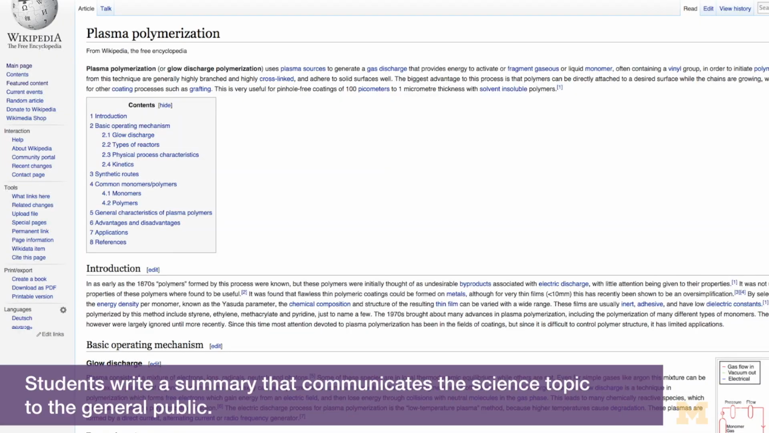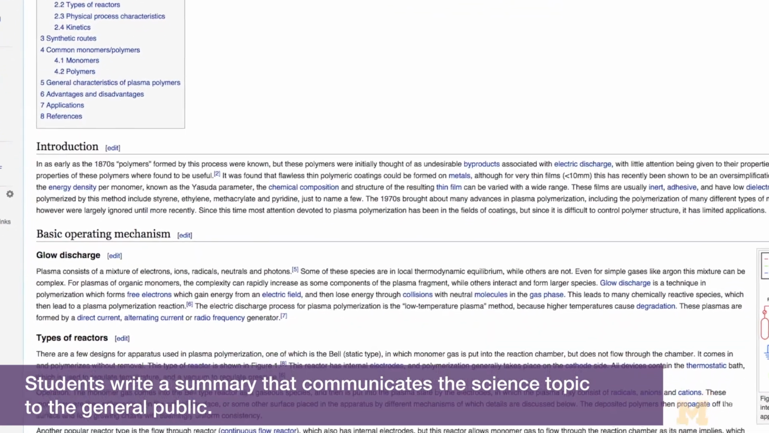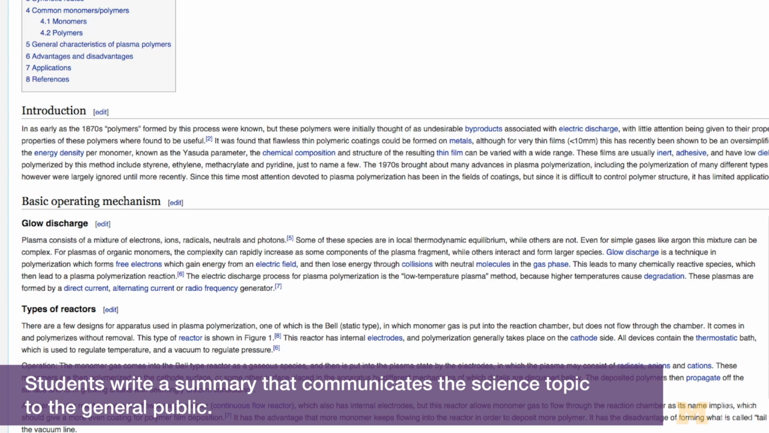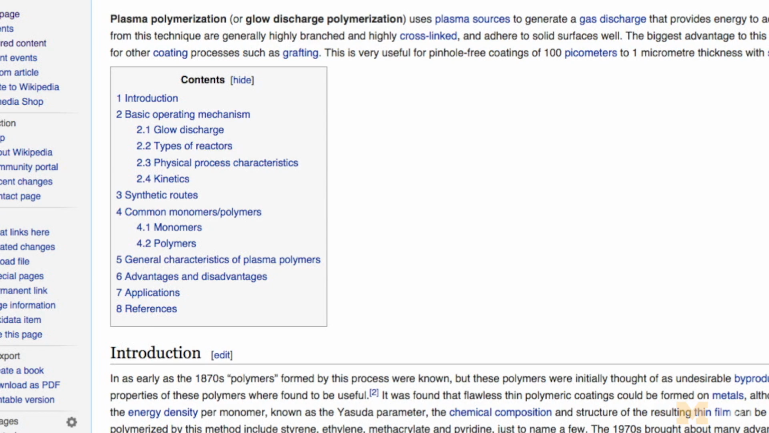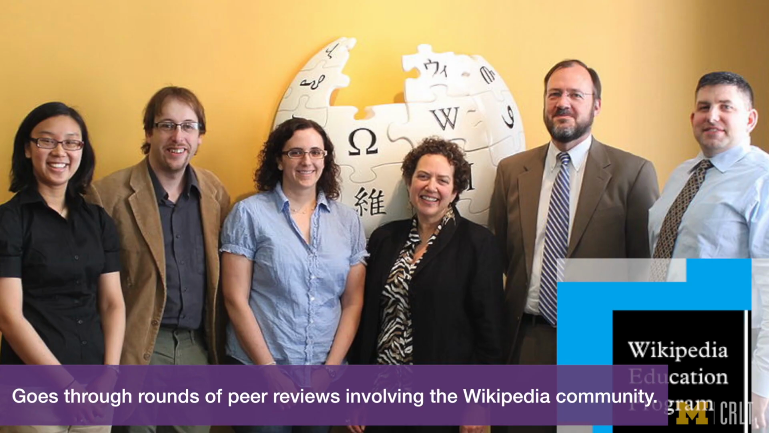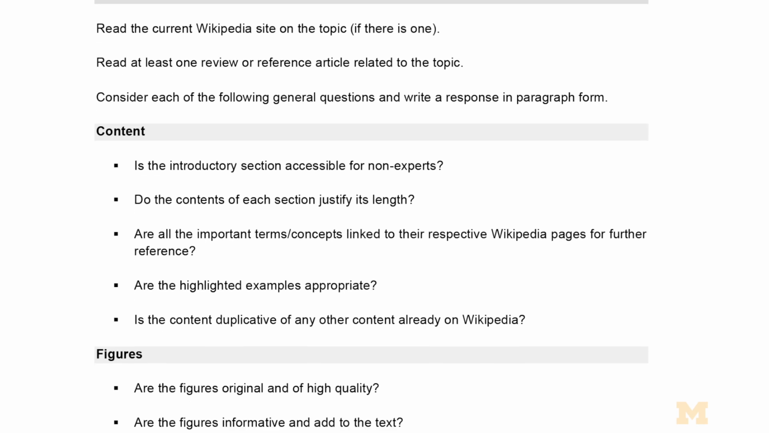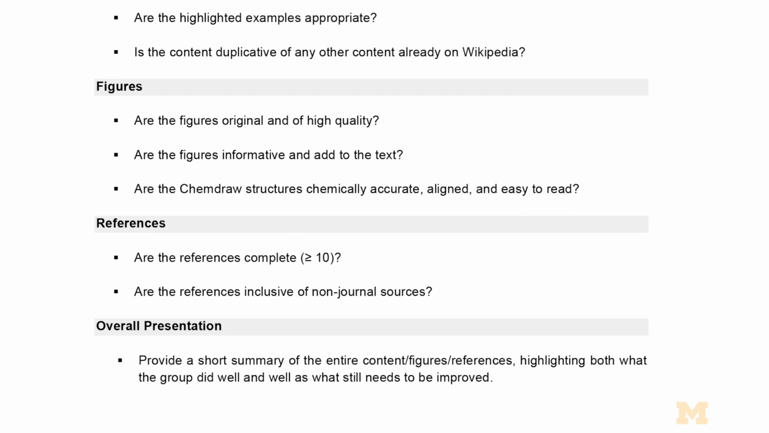At the same time, I'm trying to teach them the skills of being able to communicate science to the general public, which is why I really insist that they work on that intro paragraph, because they have to explain not only to me why this topic is important, but to the general public, why they should care and read the rest of this page. They worked together in teams and created the content, and then it went through several rounds of peer review, and we involved the Wikipedia community in peer reviewing some of our content. Then at the end of the semester, we would move that content live.